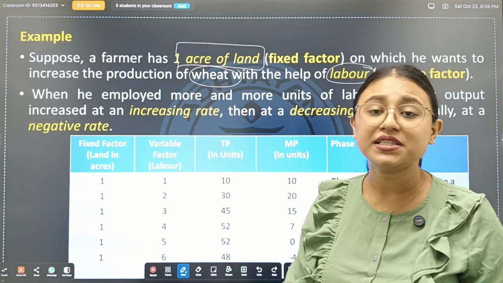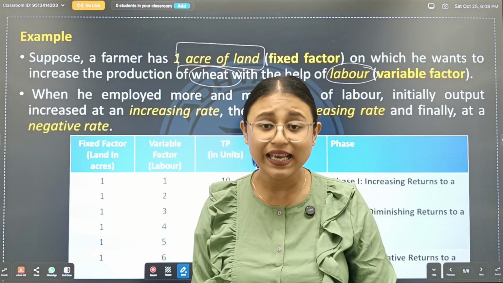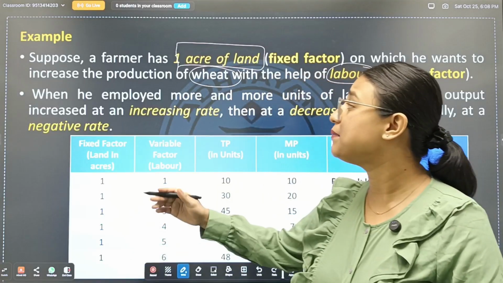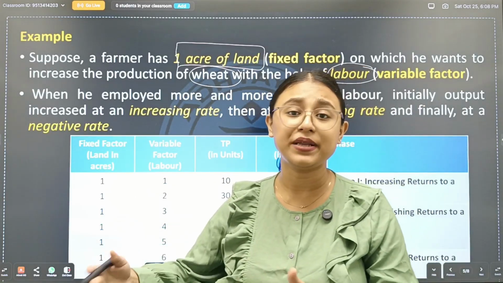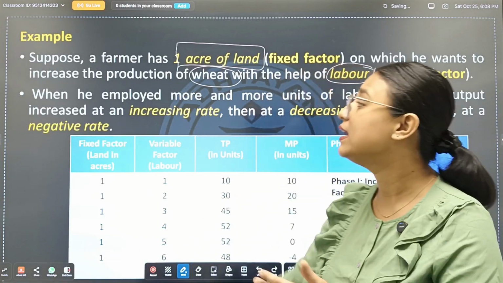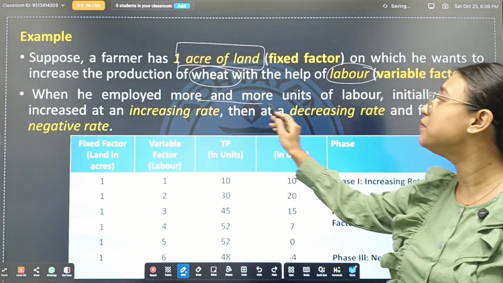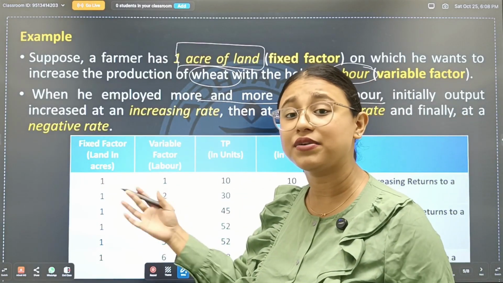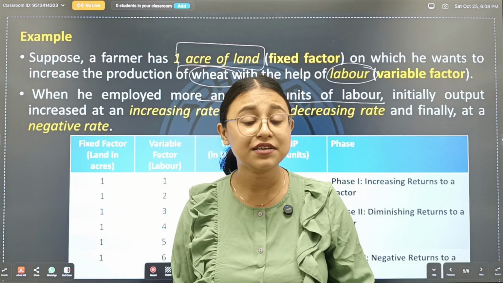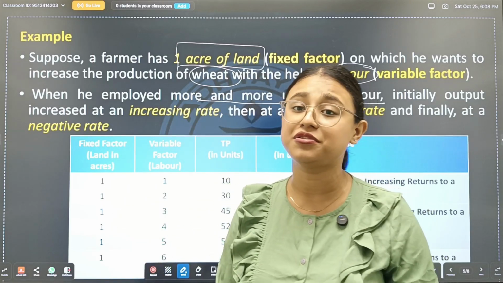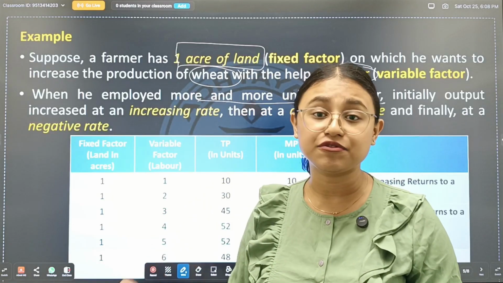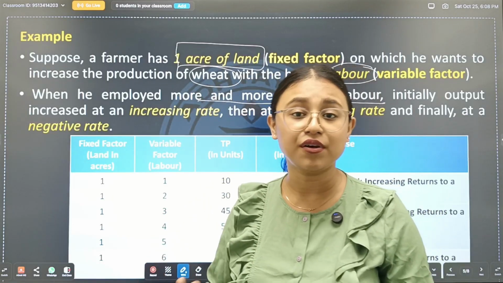Using this combination of fixed factor, land, and variable factor, labor, he is able to produce various combinations of output. When he employs more and more units of labor, land of course remains fixed, and the law of short run operates. Land is fixed, and I cannot increase it in the short run. To increase the output, the farmer will have to employ more and more units of labor.